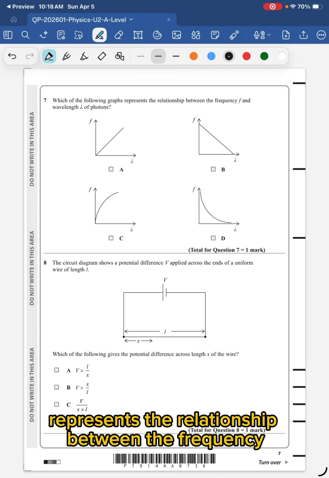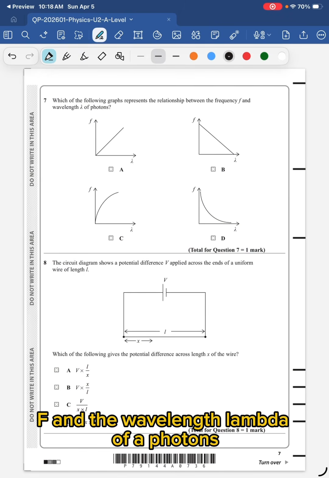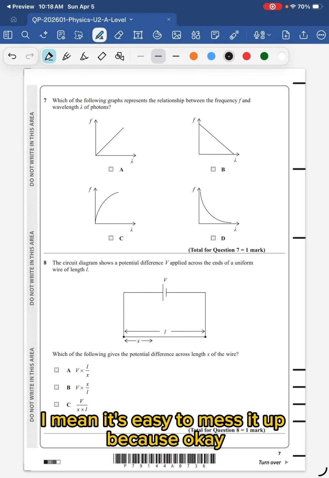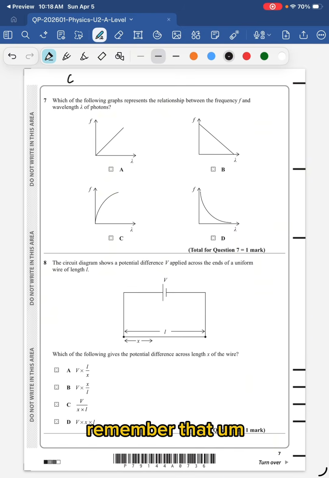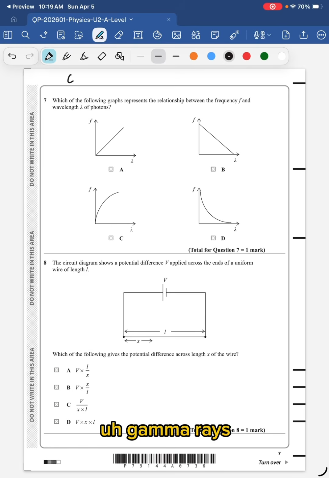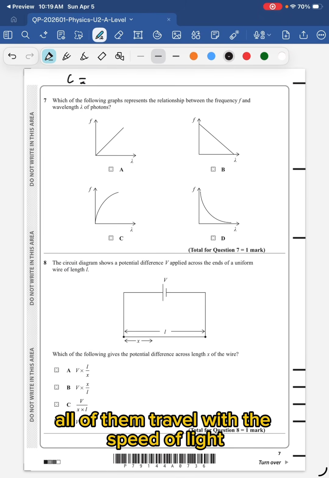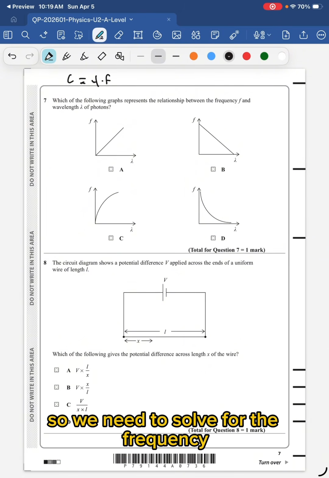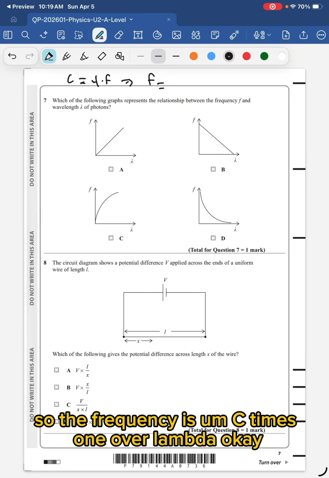Which of the following graphs represents the relationship between the frequency f and the wavelength lambda of photons? Okay, so this is a little bit tricky. It's easy to mess it up because, remember, photons and any type of electromagnetic radiation, X-rays, gamma rays, radio waves, etc., all of them travel with the speed of light, and the speed of light is therefore equal to their wavelength times their frequency. So we need to solve for the frequency. So the frequency is c times 1 over lambda.